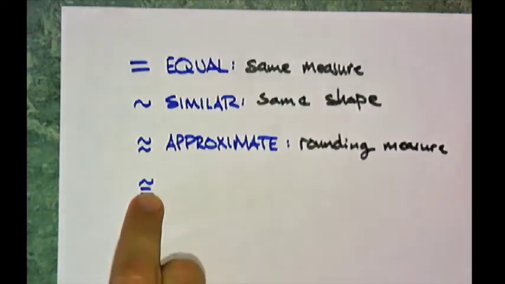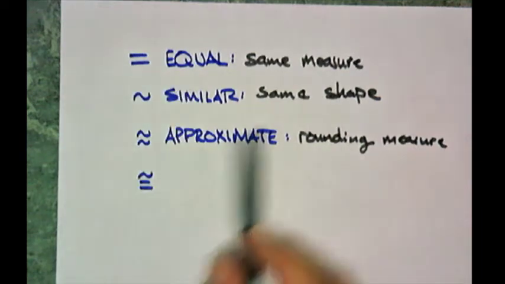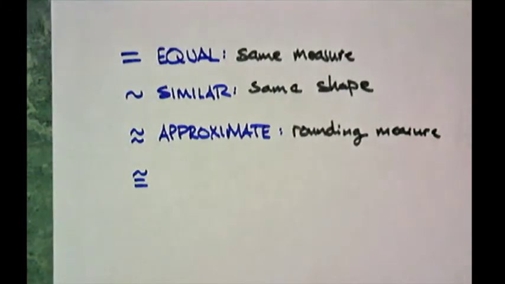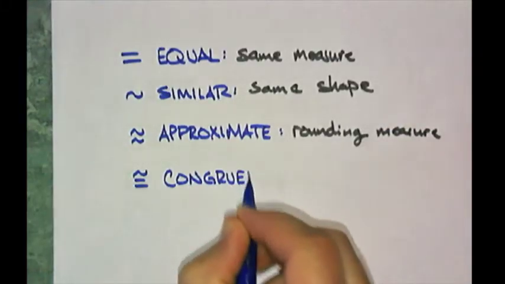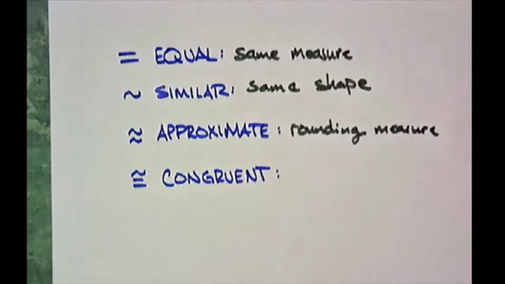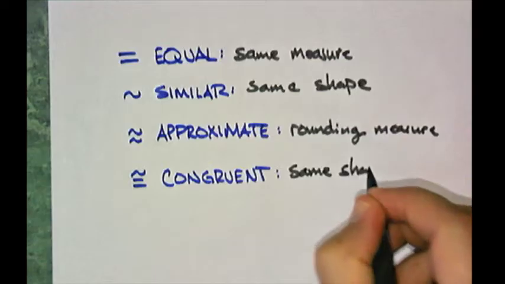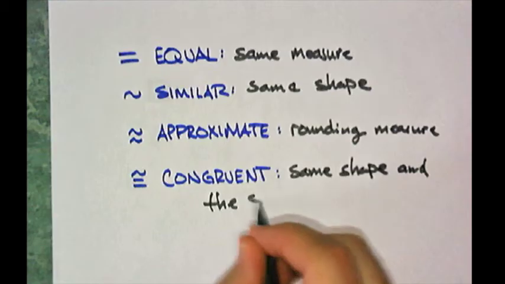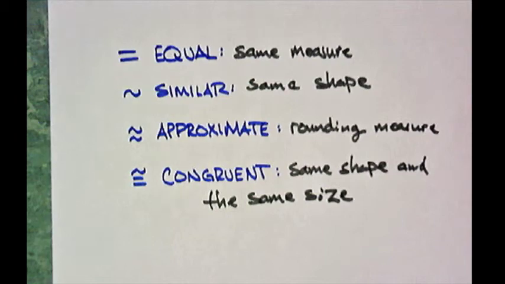Then this symbol is an equal and similar together. Same measure, same shape. I put the two together, and that is congruent. And of course, that means same shape and the same size. Four different symbols meaning four different things.